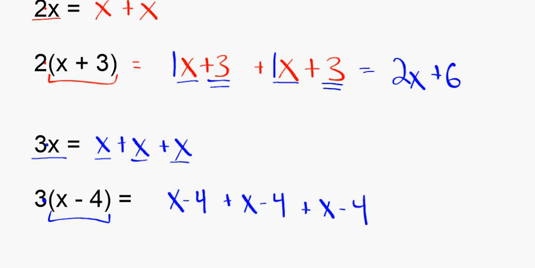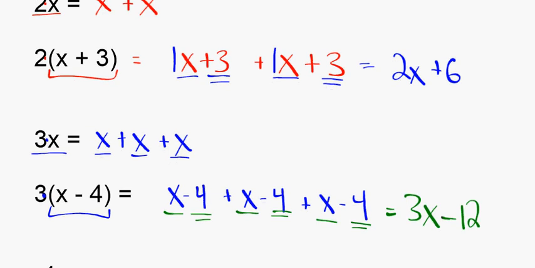So if you simplify by combining like terms, 1x plus 1x plus 1x is a total of 3x. And then subtracting 4 3 times is the same as subtracting 12. So that's equivalent to 3x minus 12.